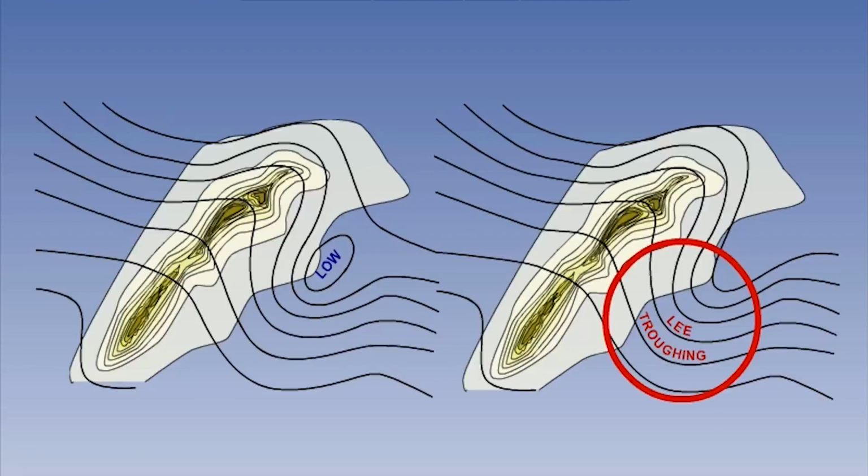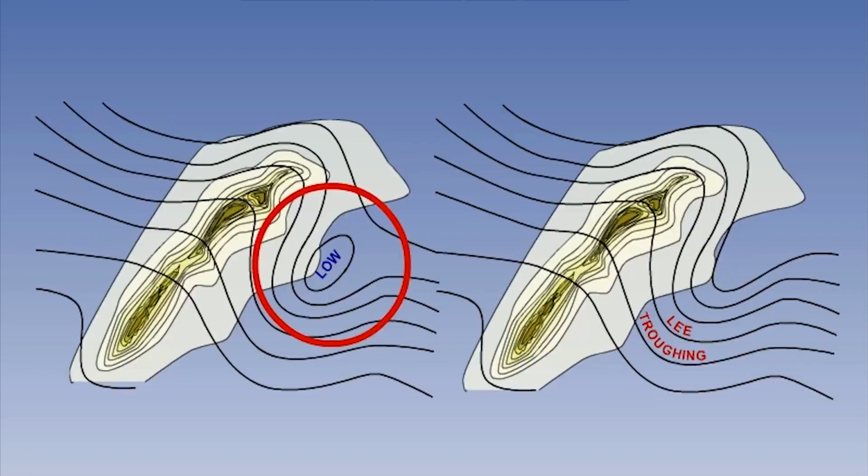As you can see here in this example of lee troughing, the spacing of the isobars in this area is small, and hence the low-level winds will be very strong. With a lee-low example, the low-level winds are very variable across a relatively short distance, an important effect for the pilot.